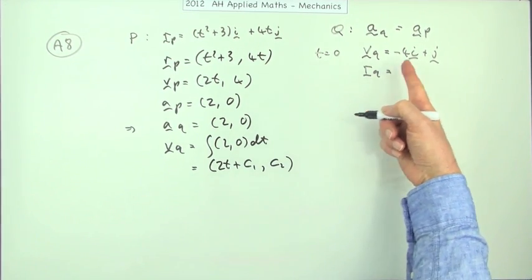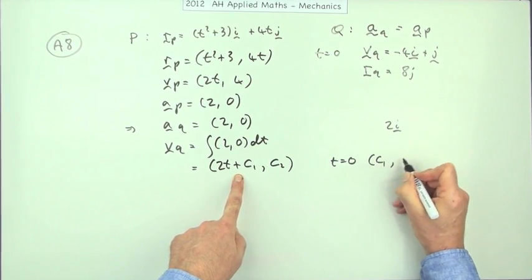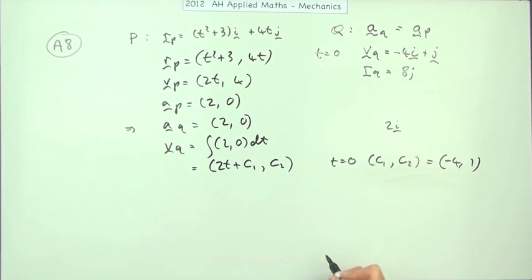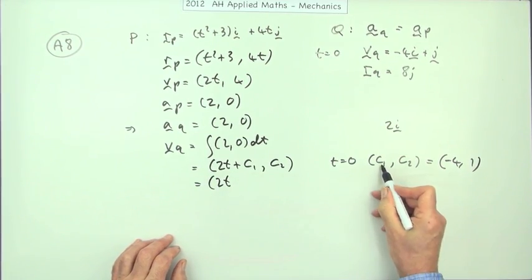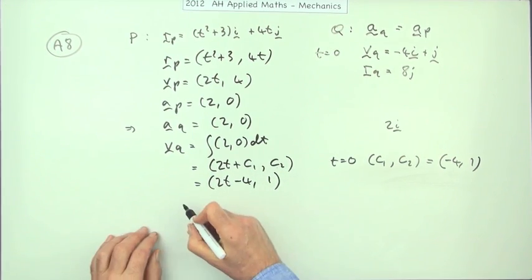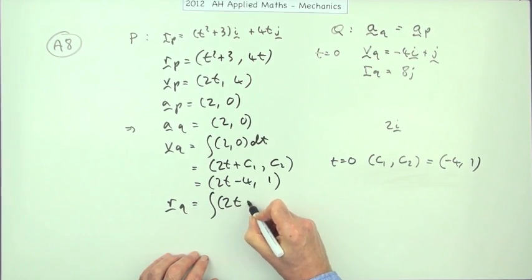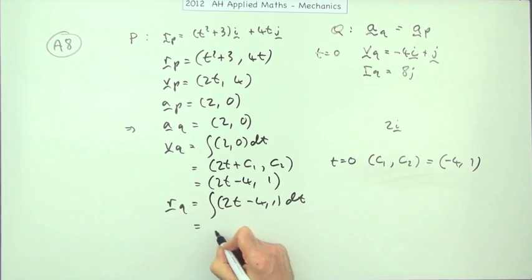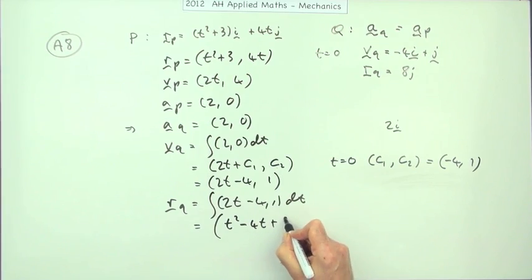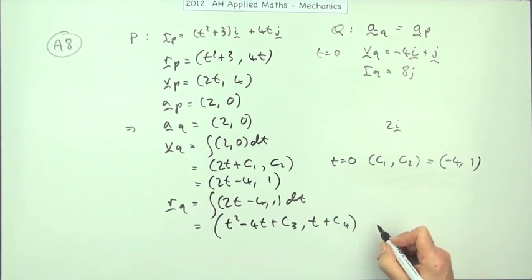Now, there's an evaluation. You know that if t is 0, then this becomes c1, c2, and that should equal negative 4, 1, so c1 must be negative 4, and c2 must be 1. And then we can get down to r of q. R of q will be the integral of 2t minus 4, 1 dt, which will be t squared divided by 2 minus 4t plus another constant, I'll call that c3. 1 will go up to t plus another constant, call that c4.